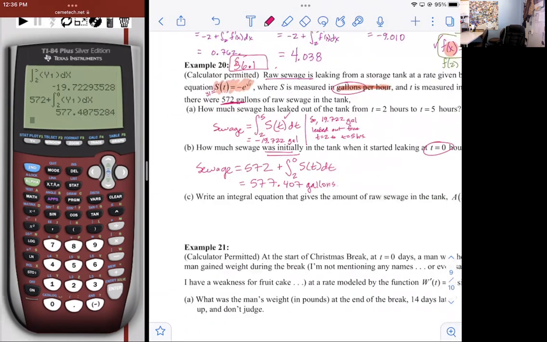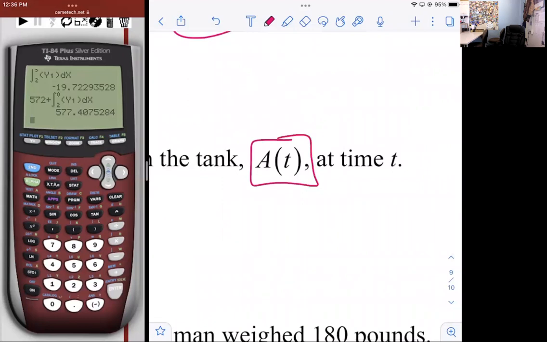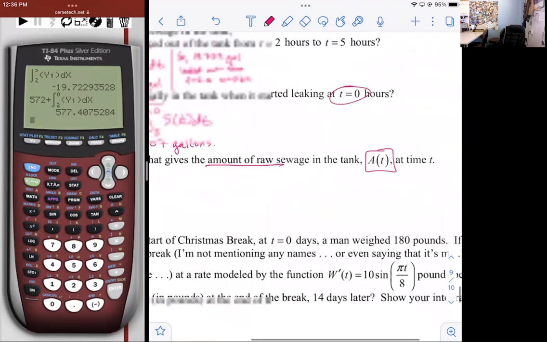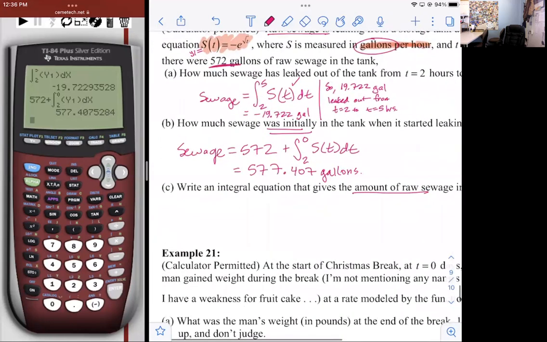Okay, and then part C, write an integral equation that gives you the amount of raw sewage in the tank at any given time t. There it is. They're defining the function now for us. A is the amount of sewage, S is the rate equation. So this is again going from the concrete example above to now the abstract below. So instead of calling it sewage now, I'm going to just call it A of t. It's going to equal the initial amount, which was 572, plus the integral from 2 to what?